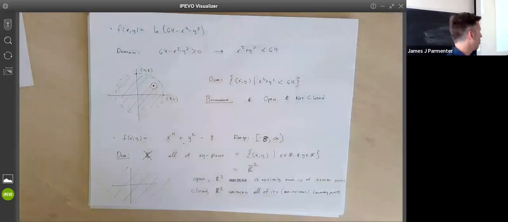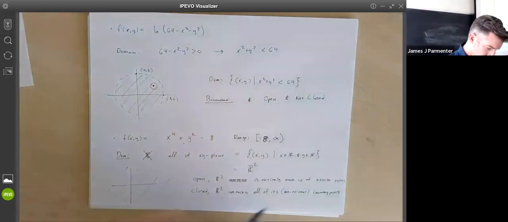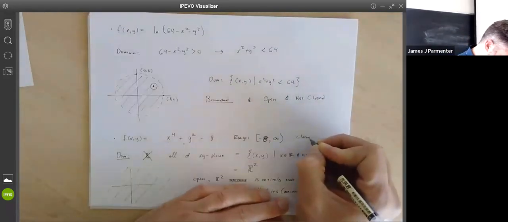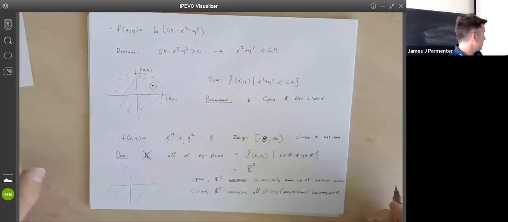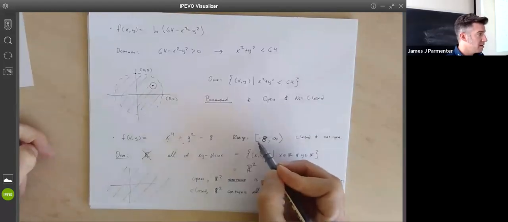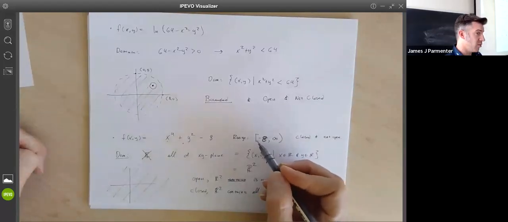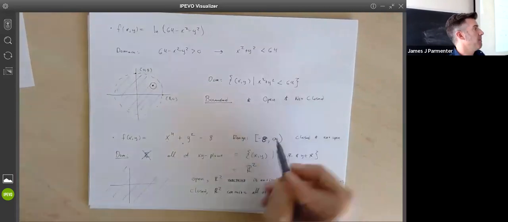Usually we don't ask about the open or closedness of the range, but I will just state that the range is closed and not open. It's definitely closed because it contains all its boundary points. That one right there. It's definitely not open because not every point is an interior point. That one right there is a problem.